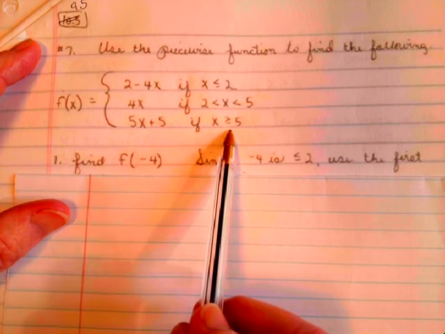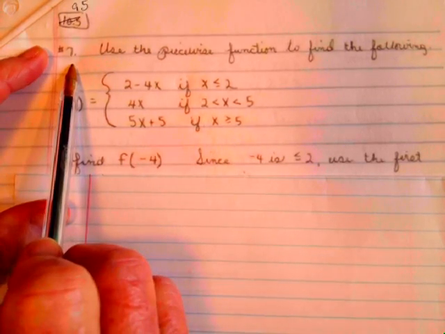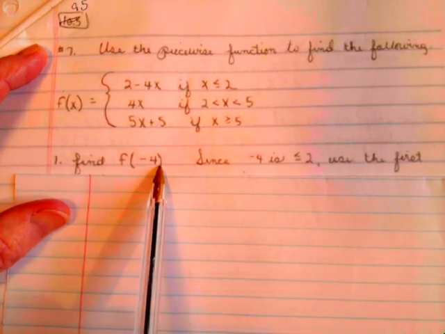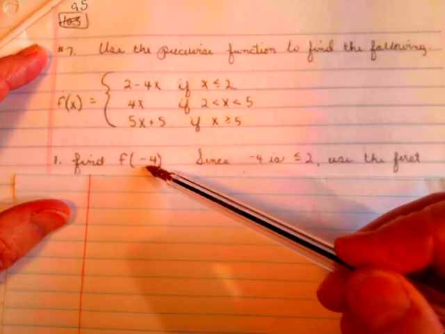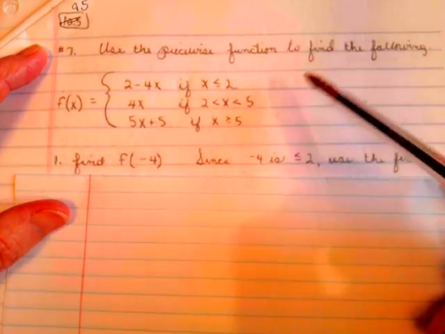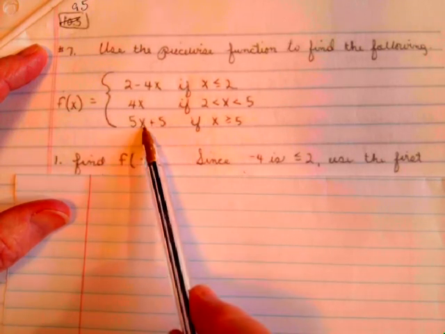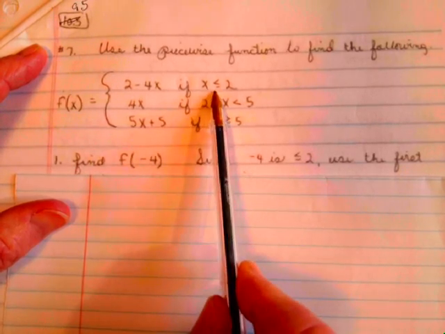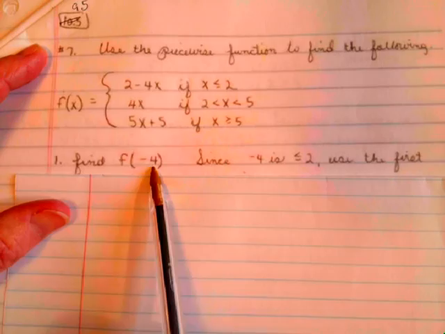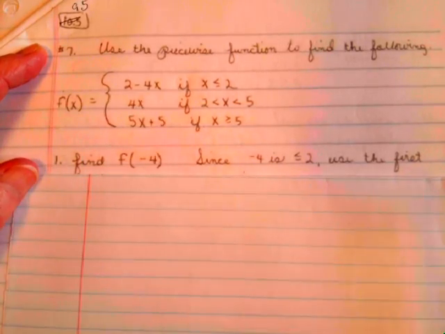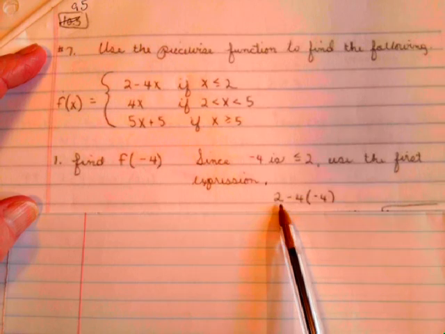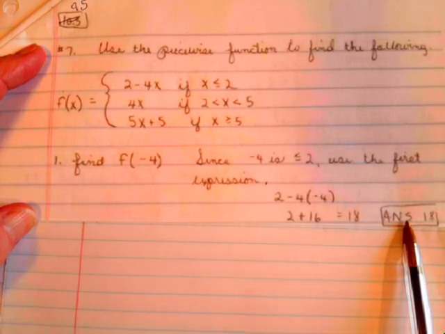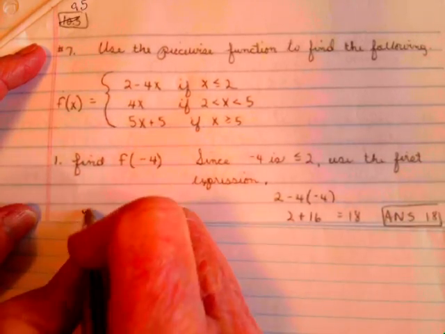There are some homework problems like this on the assignment. I don't know if number 7 is still one or if it's later on in the assignment, but when it says find f of negative 4, we look at this number in the parentheses, we look at these inequalities, and we decide which of these 3 expressions to substitute that negative 4 into. Since negative 4 is less than or equal to 2, we substitute negative 4 in place of x into this function. We've got 2 minus 4 times negative 4. 2 plus 16 is 18. Answer is 18. These are really easy.